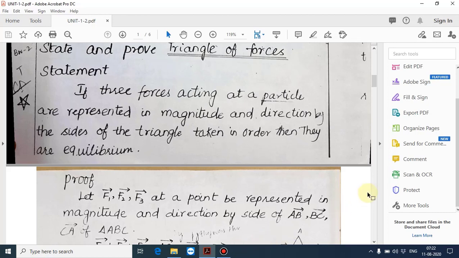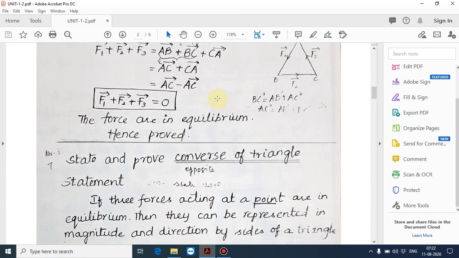Therefore, F1 plus F2 plus F3 is equal to AB plus BC plus CA. Okay girls, F1 means AB, F2 means BC and F3 means CA. We know AB plus BC is equal to AC. You see in the diagram, AB plus BC is equal to AC.